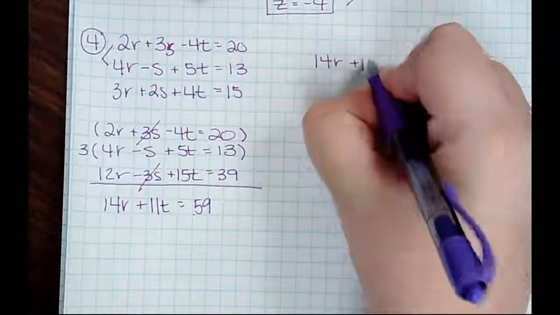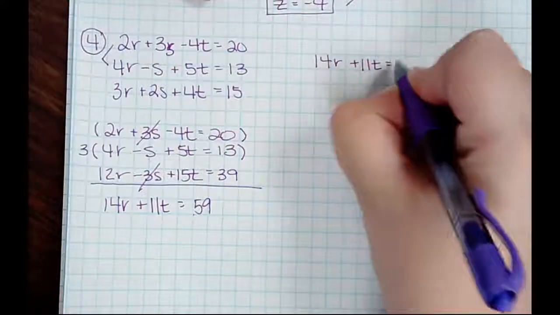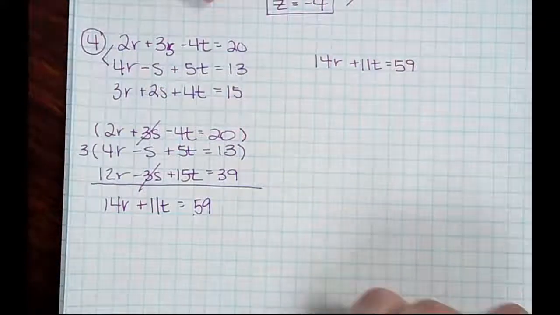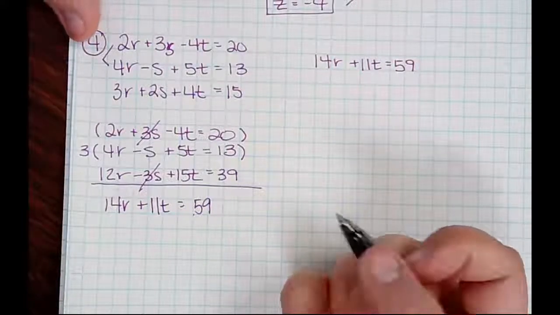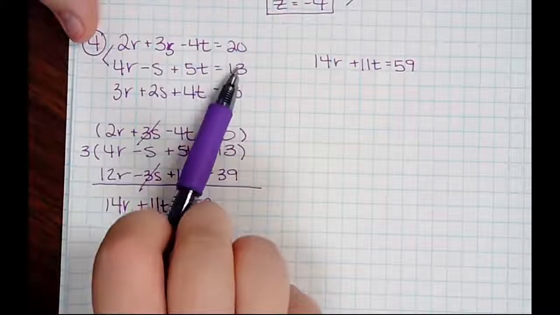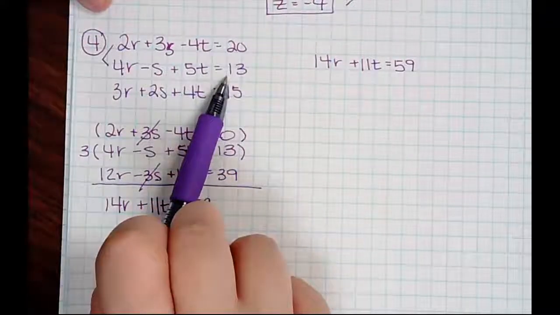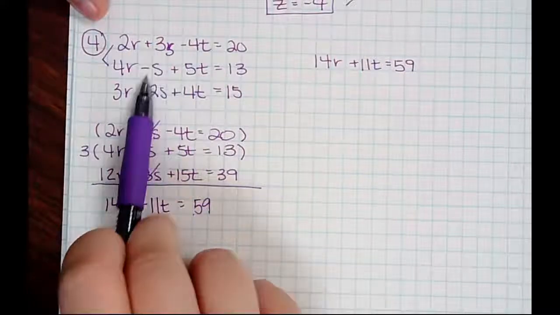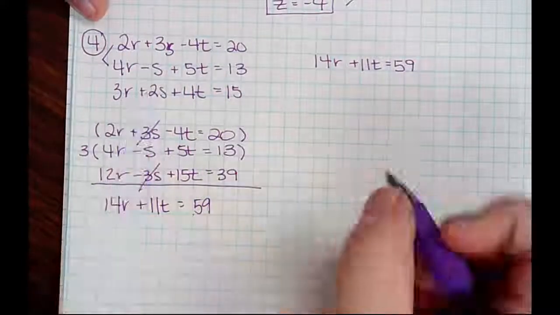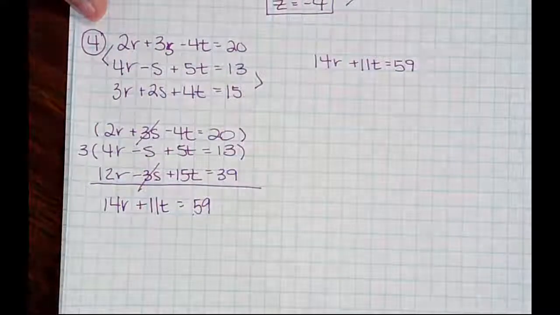Okay. Now I need to do the same thing again, but with two other equations. So I used 1 and 2, so I can't use those again in the same pair. But since I'm trying to get rid of s, it's going to be really easy if I use 2 and 3. So I'm going to take those two as my second set of equations. Put a little divider here so we know.